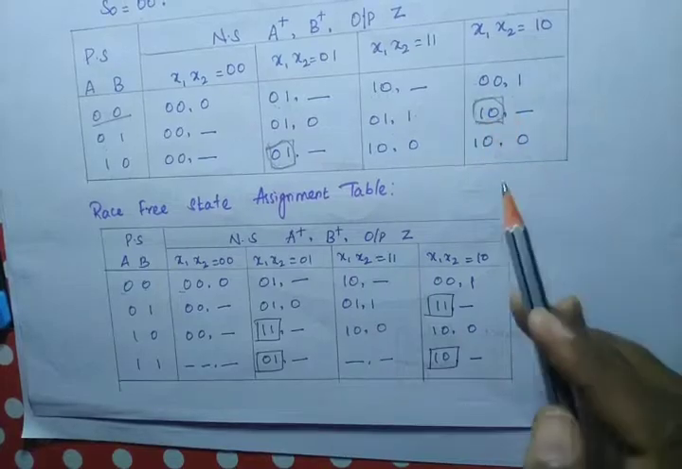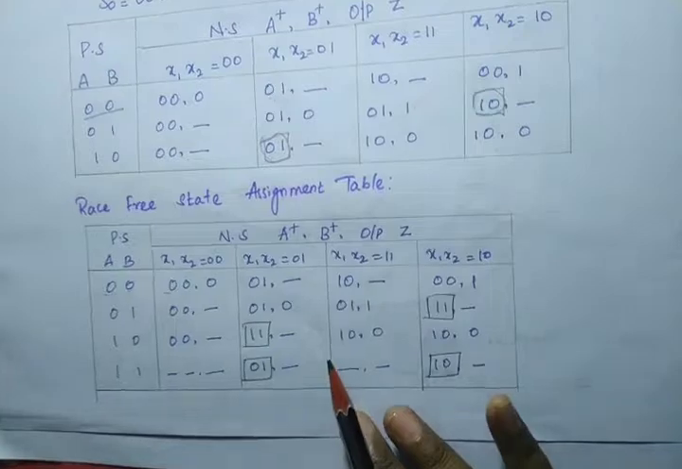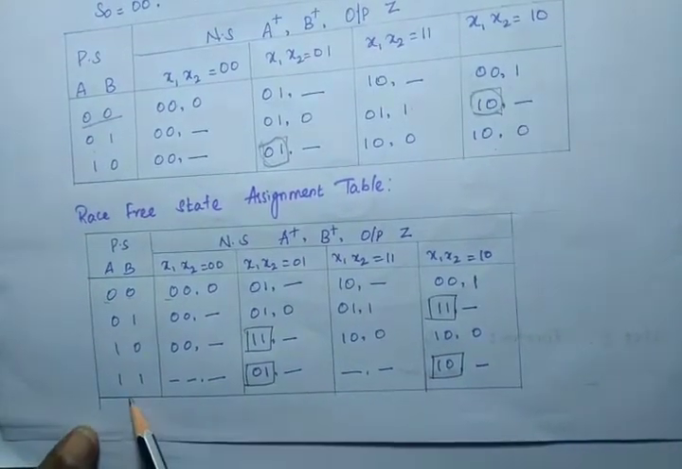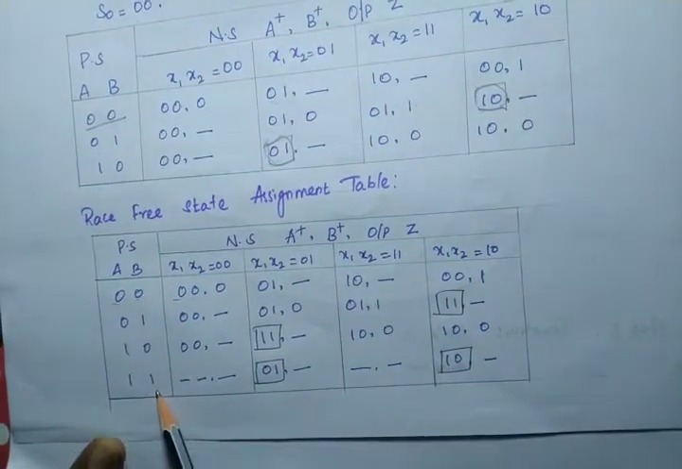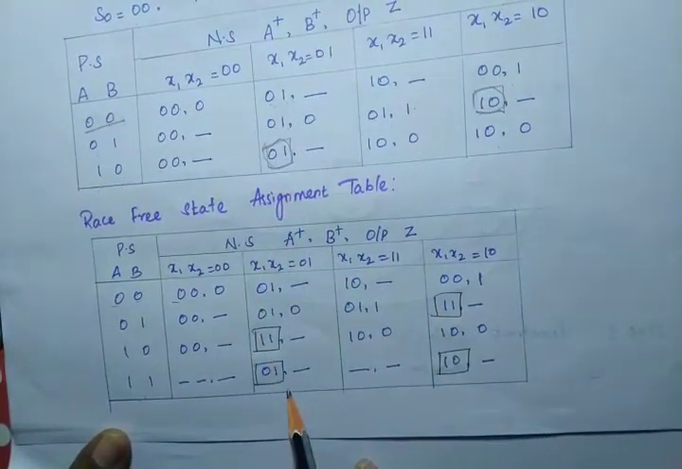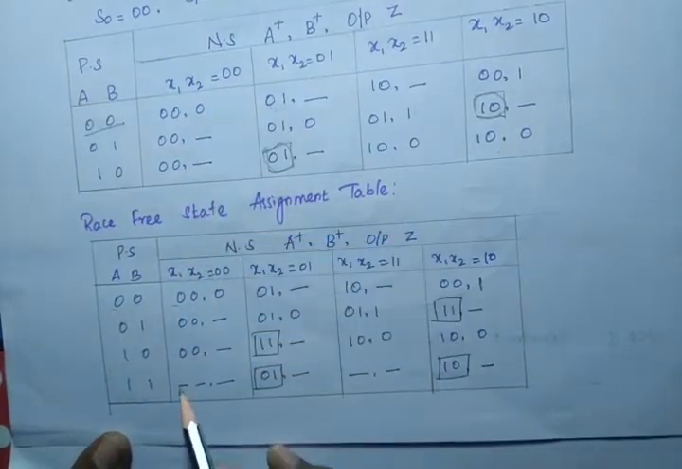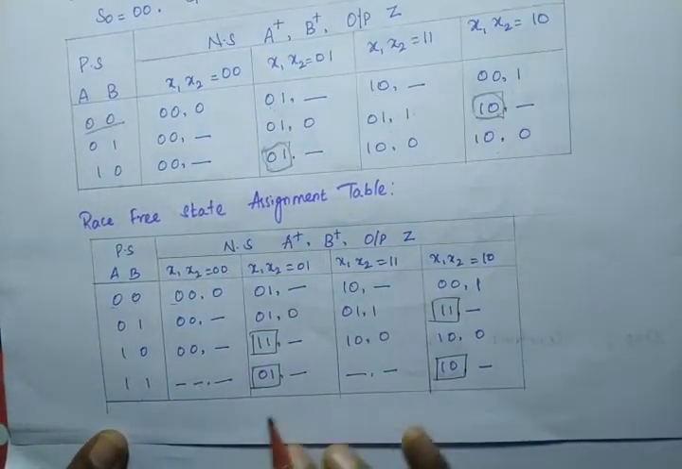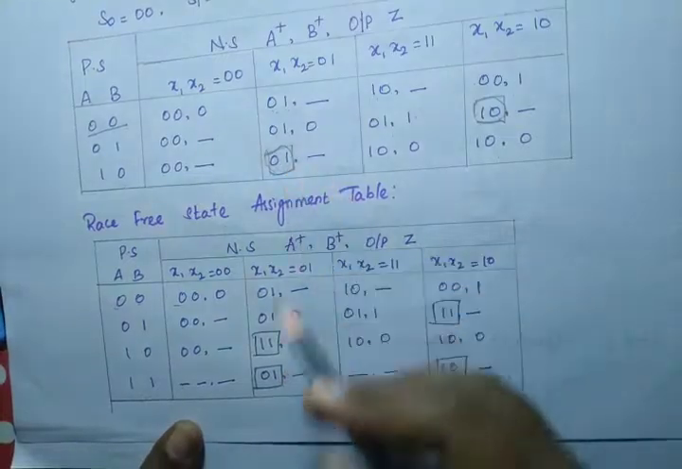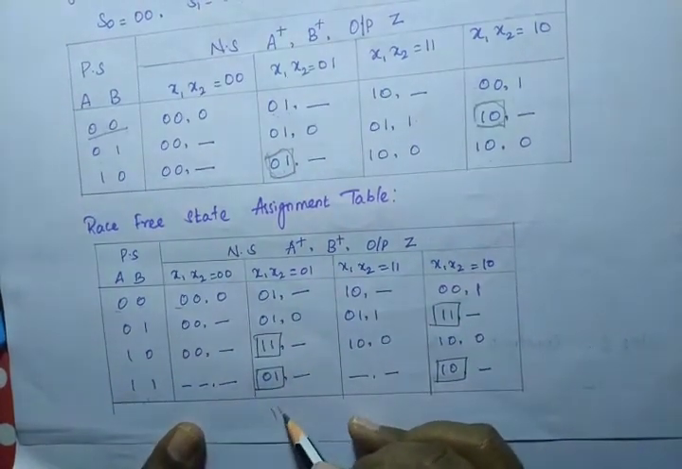So for that what we have to do is add one more state here. Here we have added one more state, that is 11. Where we are getting that race condition, only there we have to write the values. See here 11, here we don't have any race condition, so we have mentioned dash dash dash, and here we are getting race condition. So what we can do is, let us assume that here we have 11.